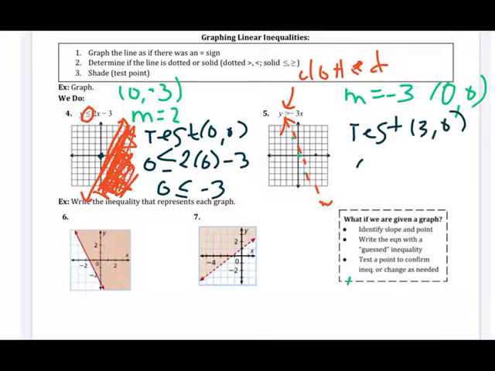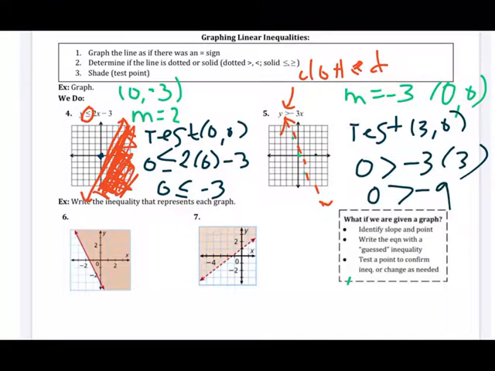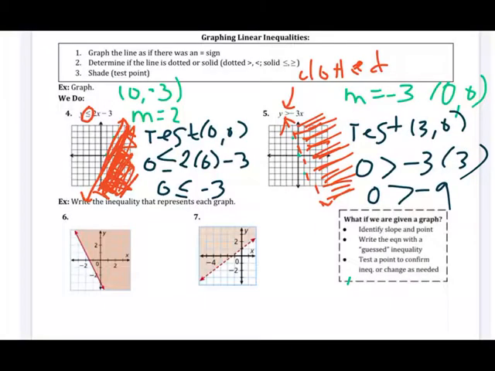So when I do that, y is 0. 0 is greater than -3 times 3. 0 is greater than -9. Well, that is definitely true. It's true, so I'm going to shade the side of the line that that point was on, which is this side over here. Whoops. And that's going to be my solution.